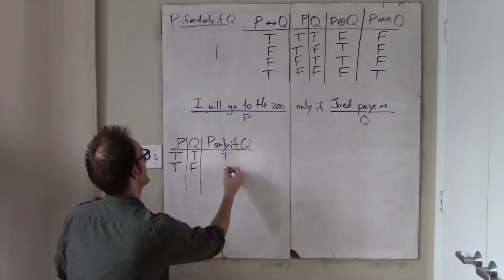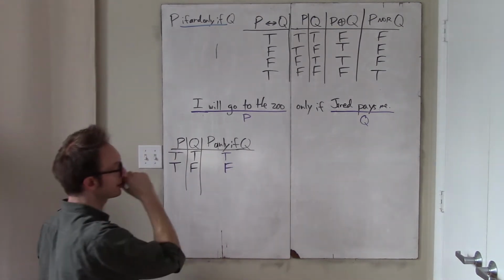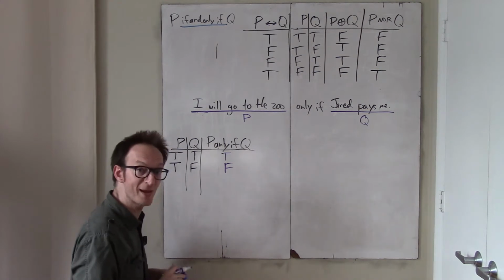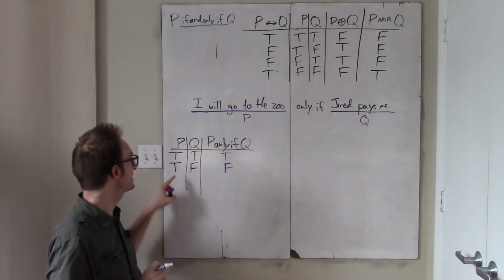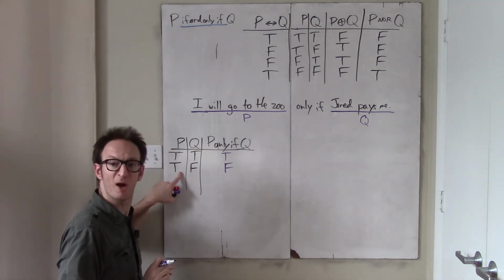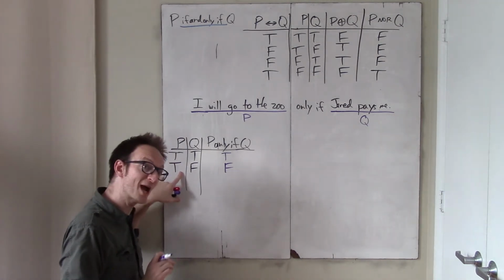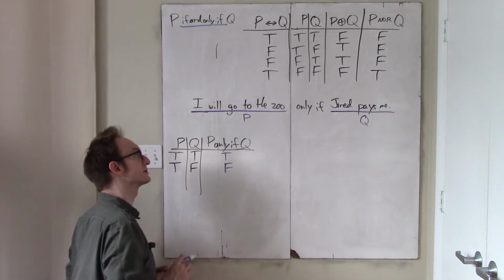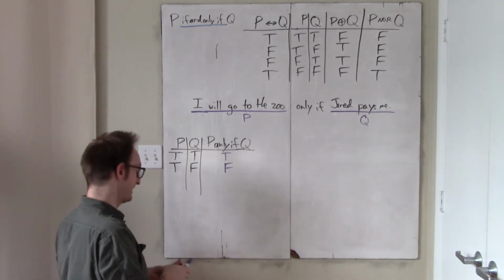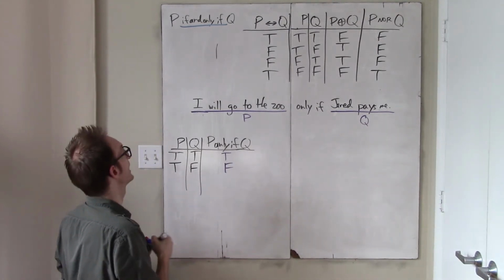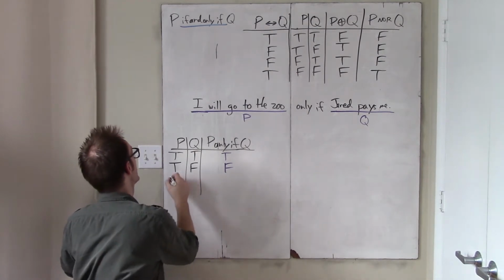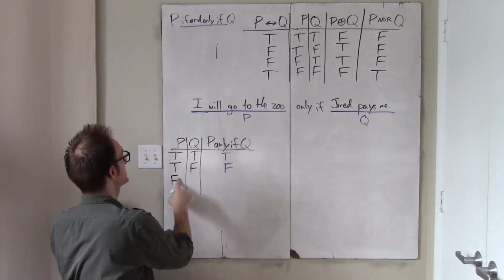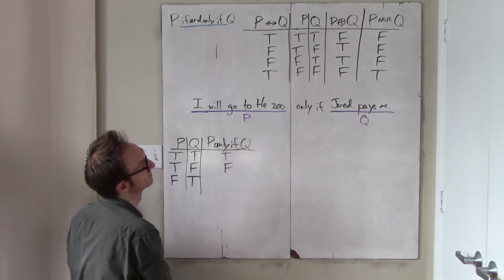Because you have said, I will go to the zoo only if Jared pays me, and yet Jared didn't pay you, and you went to the zoo anyway. You broke your promise. You said you'd go to the zoo only if Jared pays you, but he didn't pay you, and yet you still went to the zoo. False. Okay, continuing on, what if you just don't go to the zoo, but Jared does pay you?